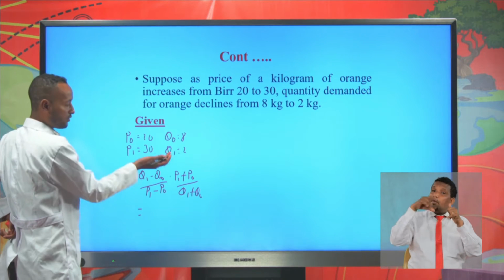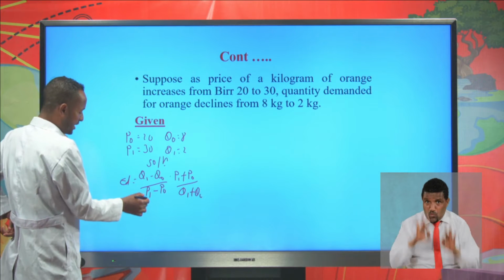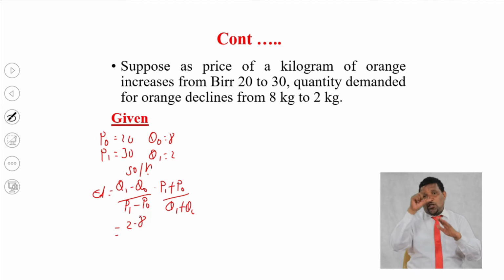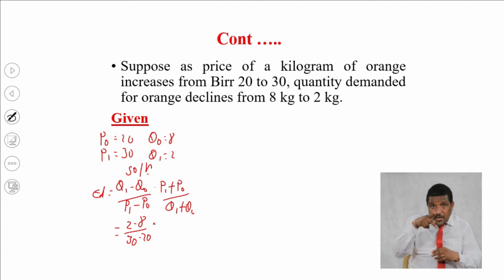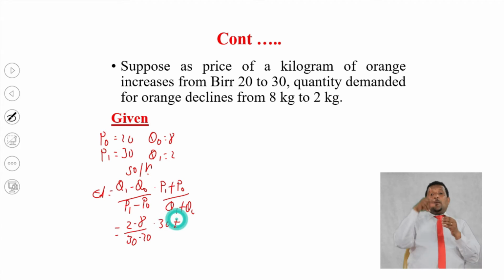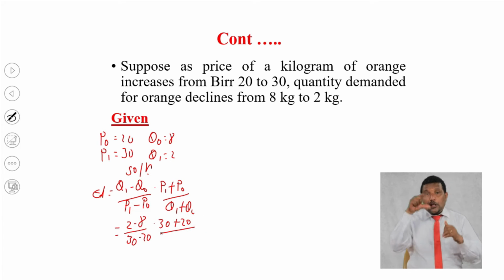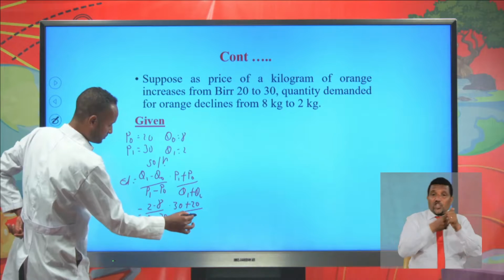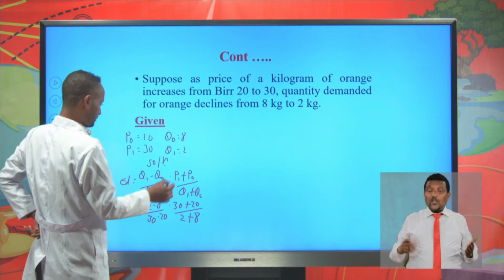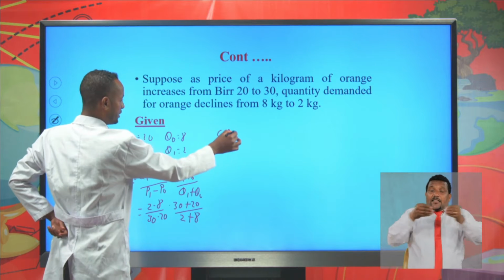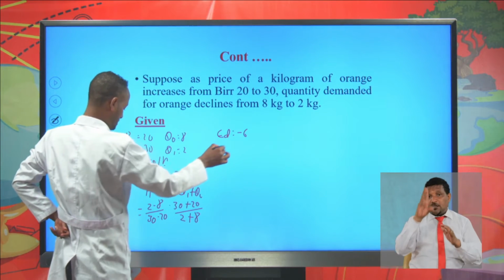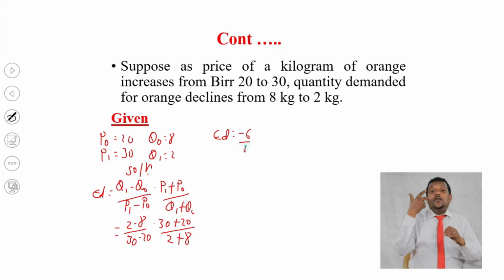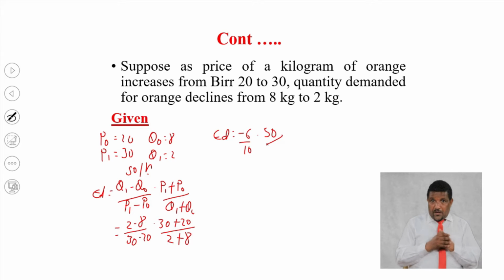So when we substitute this information in this formula, the value of Q final is 2 minus Q initial is 8, divided by P final is 30 minus P initial is 20, multiplied by P final is 30 plus P initial is 20, divided by Q final is 2 plus Q initial is 8. So the price elasticity of demand will be 2 minus 8 is minus 6, divided by 30 minus 20 is 10, multiplied by 30 plus 20 is 50, divided by 2 plus 8 is 10.